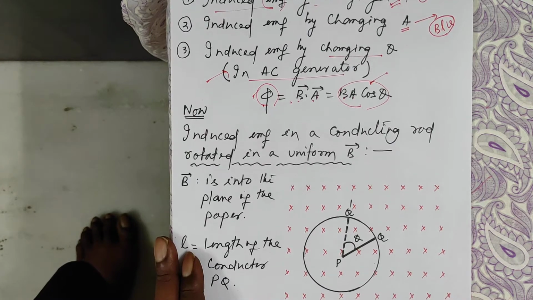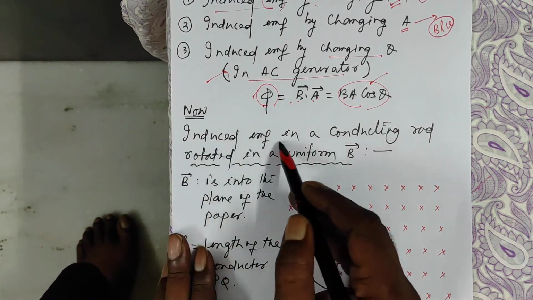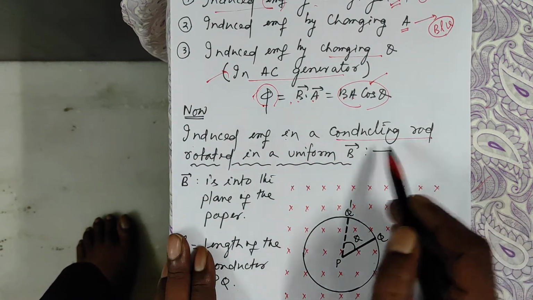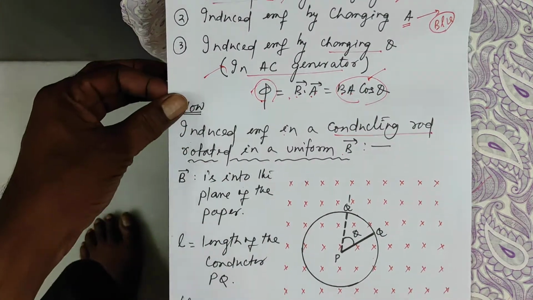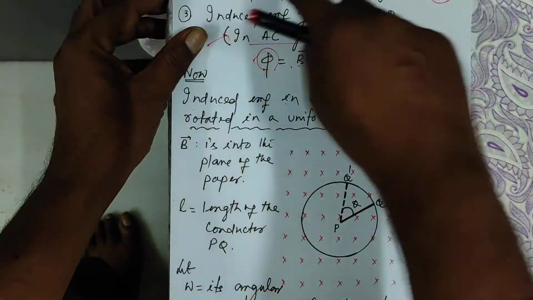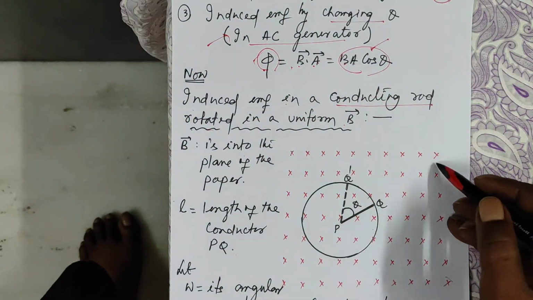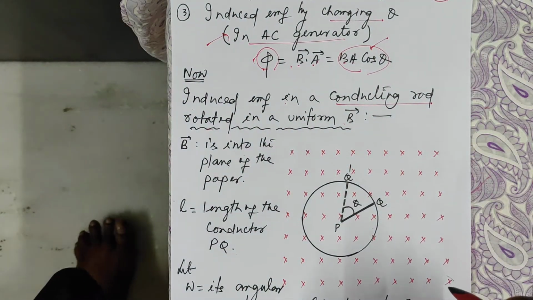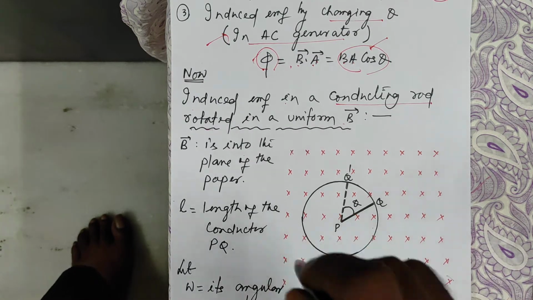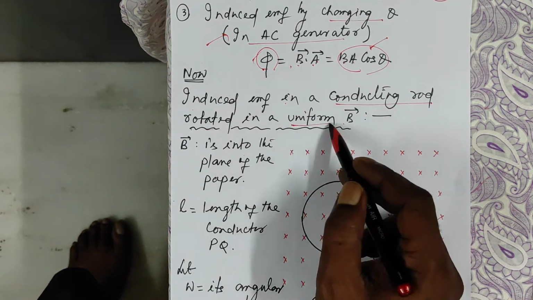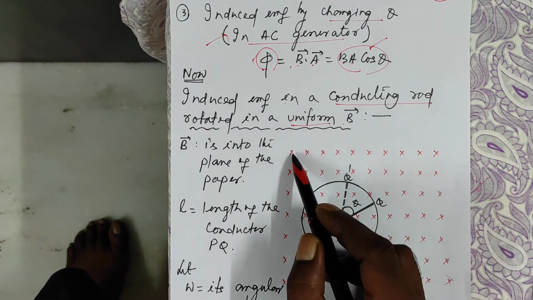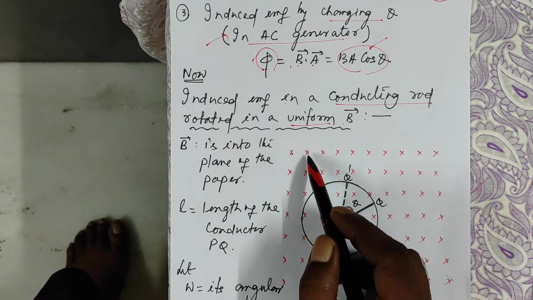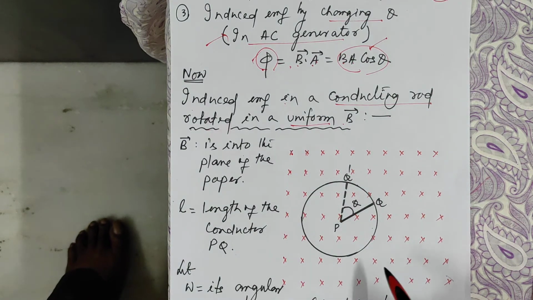Now let us come to induced EMF in a conducting rod rotated in a uniform magnetic field. Look at the diagram, look at the figure. Very simple. These red crosses indicate the magnetic field lines are into the plane of the paper. It is uniform because the distance between each cross from here to here is the same as from here to here. Therefore, it is uniform.